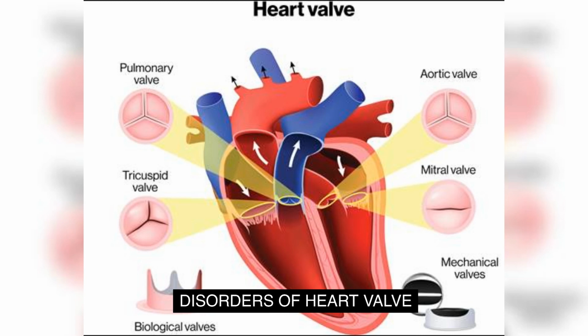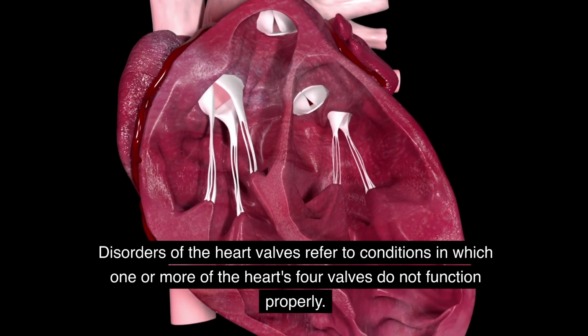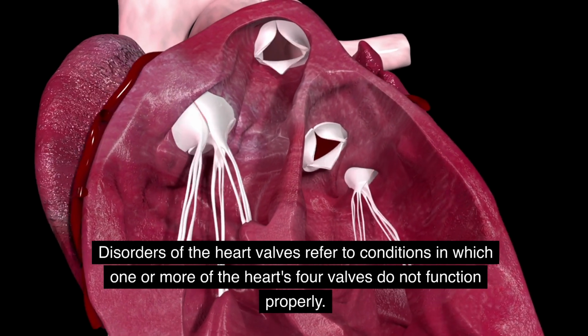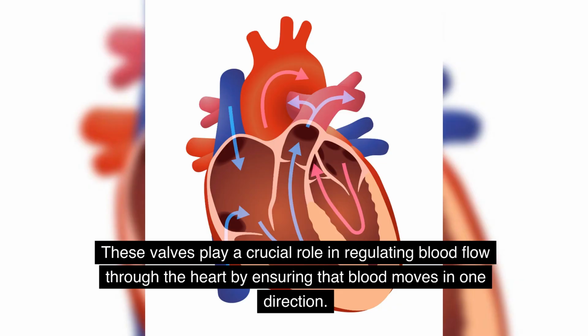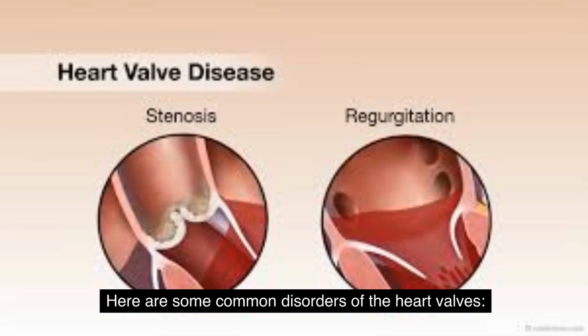Disorders of heart valve. Disorders of the heart valves refer to conditions in which one or more of the heart's four valves do not function properly. These valves play a crucial role in regulating blood flow through the heart by ensuring that blood moves in one direction. There are several types of valve disorders, and they can affect the valves in different ways. Here are some common disorders of the heart valves.